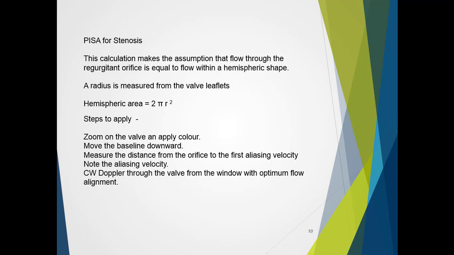From the apical view, a sonographer zooms on the valve and applies color. The baseline is moved in the direction of the flow. Because we know the aortic stenosis flow is moving downwards away, then the baseline is moved downwards also. The distance from the orifice to the first aliasing velocity is measured, and the aliasing velocity at this point noted. Then continuous wave Doppler is placed through the valve from the most appropriate window that gives the best flow alignment.